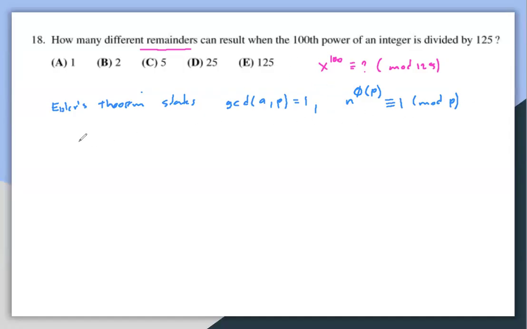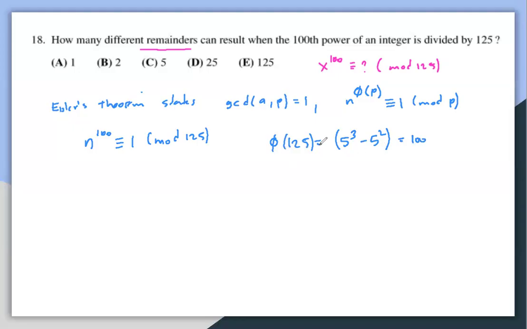So in our case, we are looking for some n to the 100th power, and this is going to be 1 when you take mod 125. So we just need the Euler's totient of 125. How do we find the totient function? You take the prime factorization, which is 5 cubed, and then subtract the one lower exponent of 5, which is 25. So that will be 100. The totient of 125 is equal to 100.